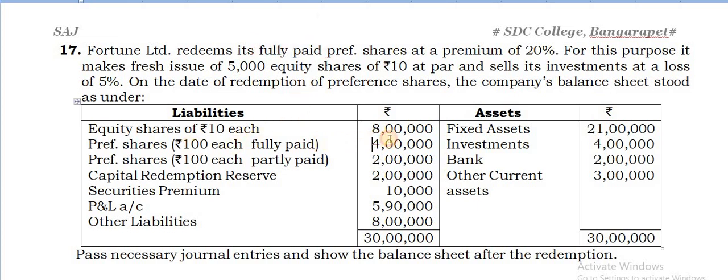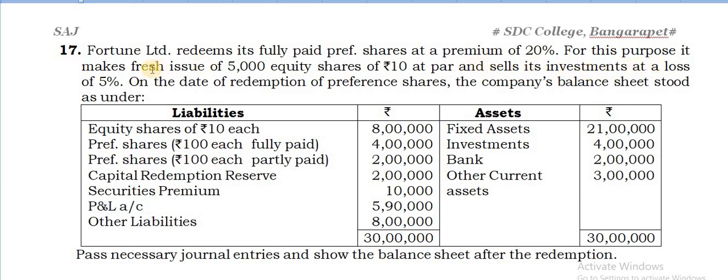So what is the worth of the fully paid preference shares? It is 4 lakhs. Out of that 4 lakhs, 50,000 will be raised by the issue of shares. So the balance 4,50,000 will be redeemed only out of the divisible profits. You can find here the profit and loss account is the only divisible profit. So out of 5,90,000, 4,50,000 will be redeemed out of divisible profit only.